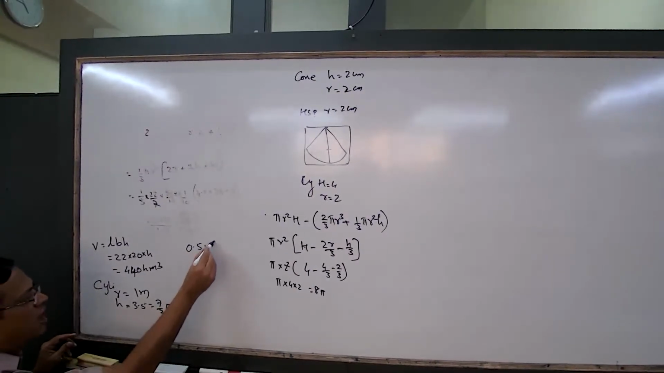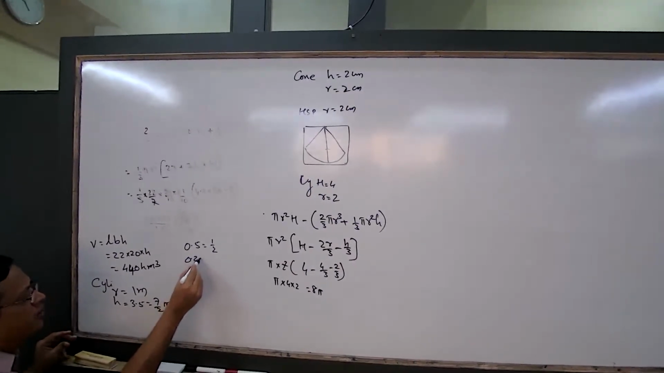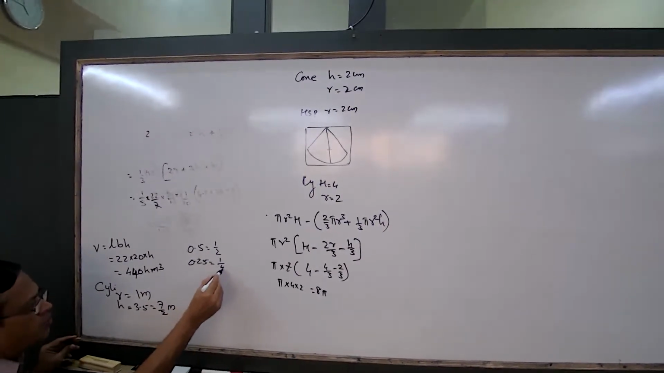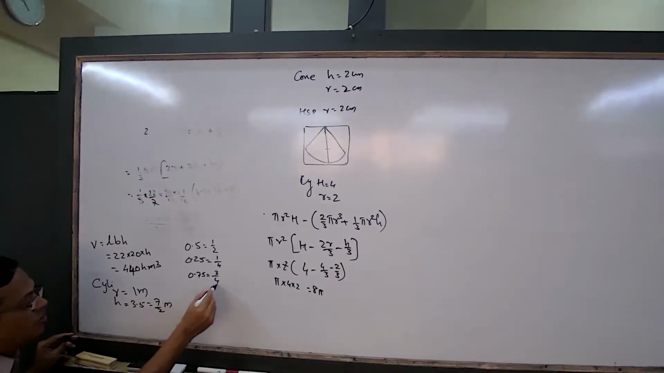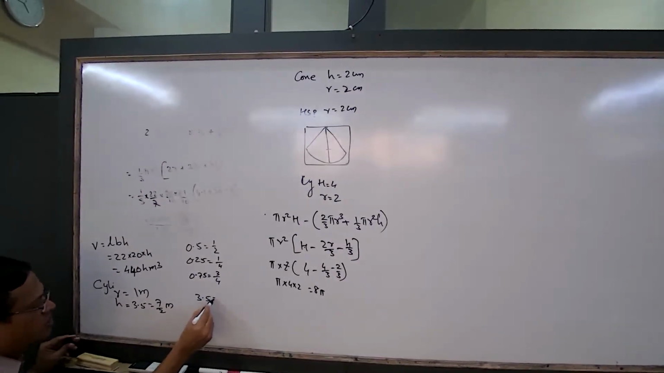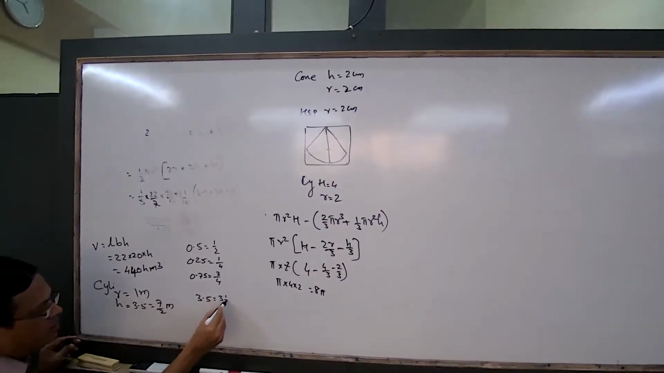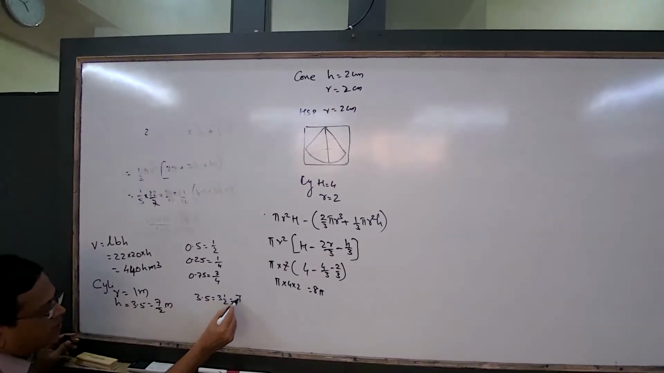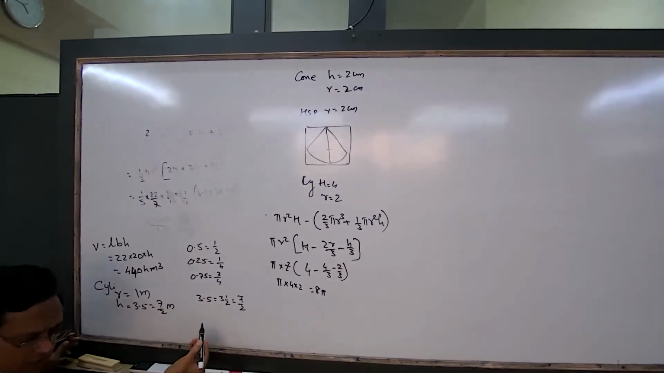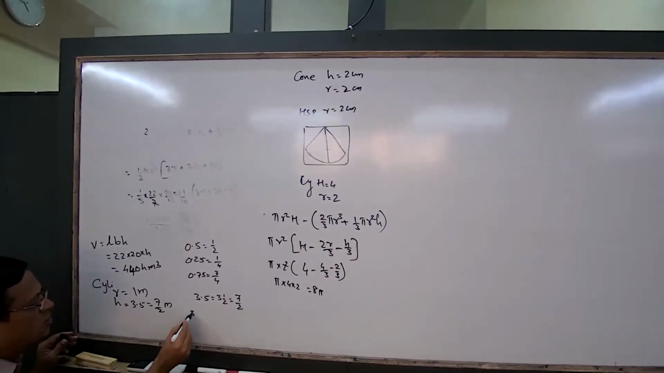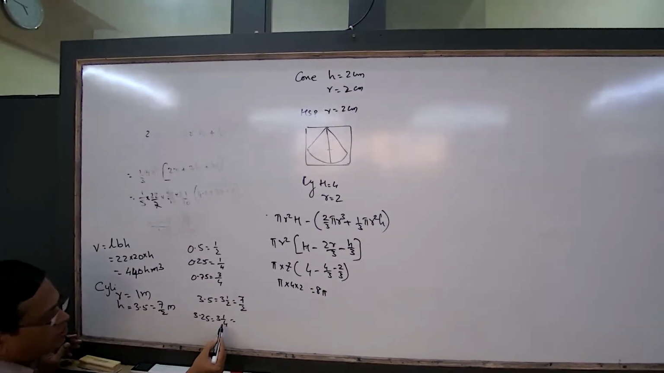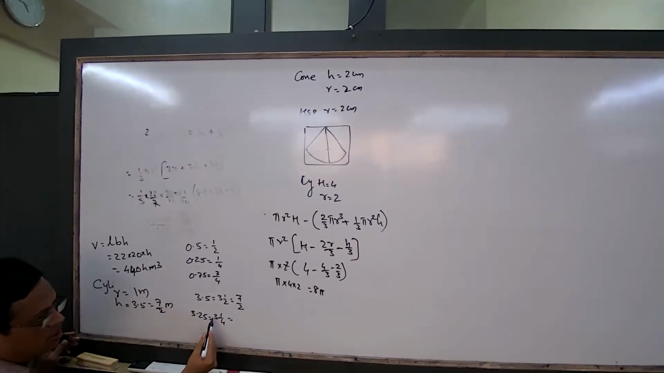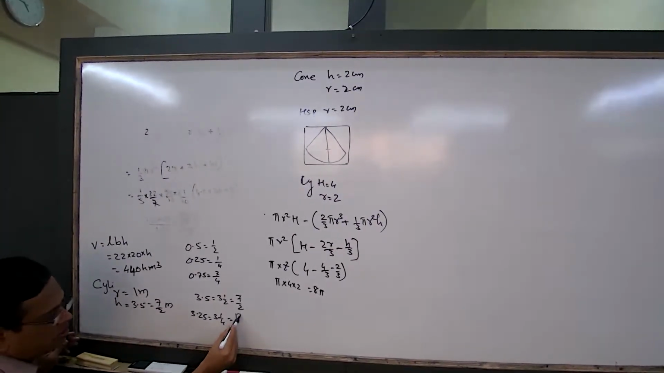0.5 means how much? Half. 0.25 means how much? 1 upon 4. 0.75 is how much? 3 by 4. If it is 3.5, that is equal to the mixed fraction 7 by 2. You could write 35 by 10 and cancel. 3.25, what is the meaning? 3 1 by 4. How much is 3 1 by 4? 3 4s are 12 plus 1, 13 by 4.